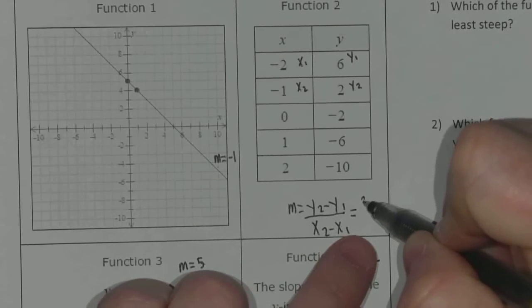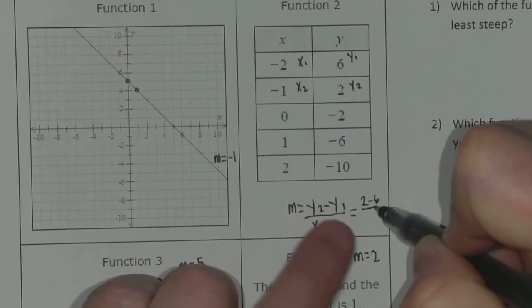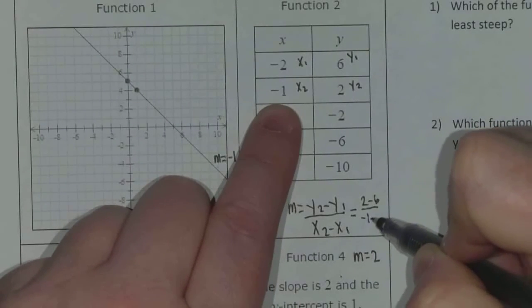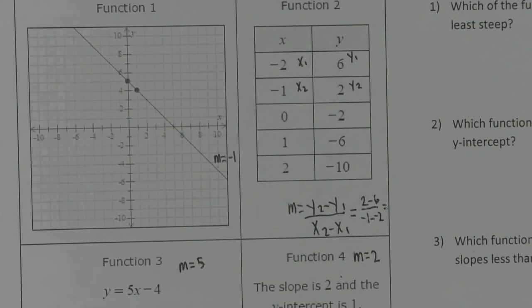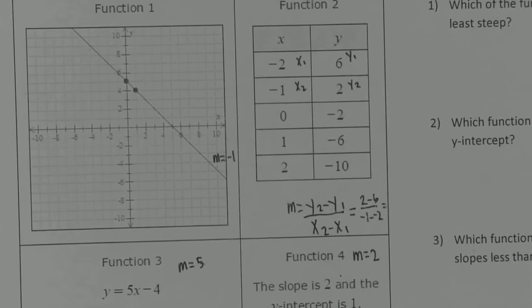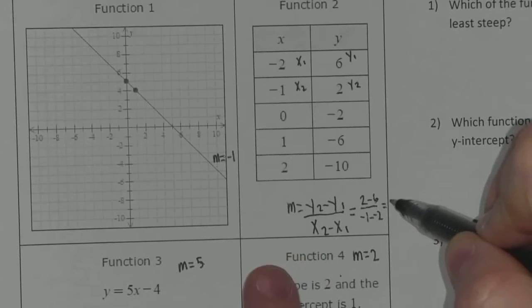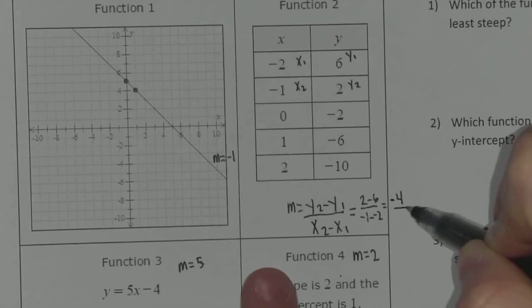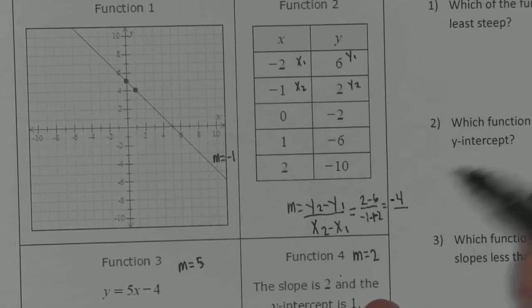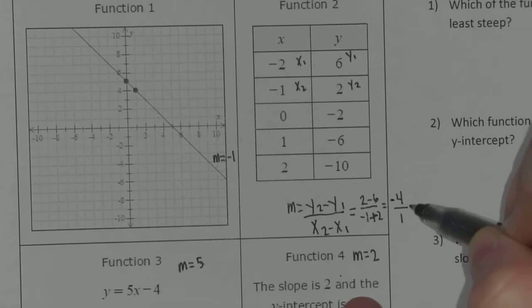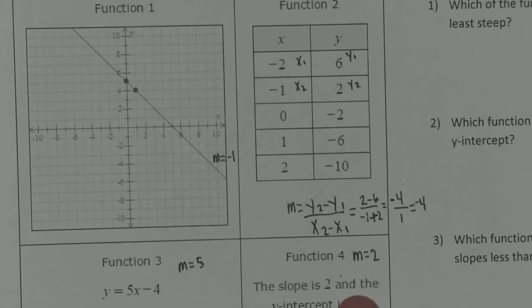So I would do 2 minus 6 over -1 minus -2. And I could just solve that. Probably if I would have done that in the other order, it would have been nicer with the negatives, right? But it doesn't matter. It works out the same way. On the top, I'd have -4. On the bottom, that minus and negative changes to plus. So I'd have a +1 on the bottom. So the slope of this line is -4.